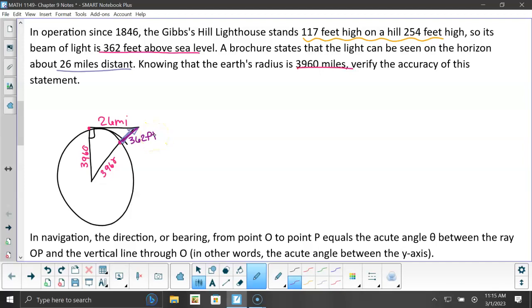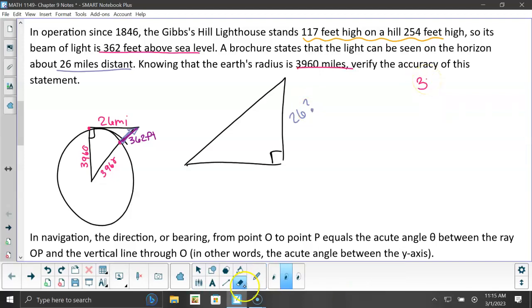Pythagorean theorem. Now, here's the problem. Feet and miles. So I need to see if this part here is 26. I don't know yet. Now remember, there are 5,280 feet in 1 mile.